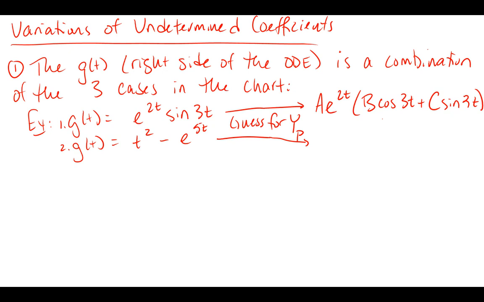And similarly down here for the second case, again for t squared, I would have probably guessed A t squared plus B t plus C. And then for the e, I would have guessed a constant in front of the e.